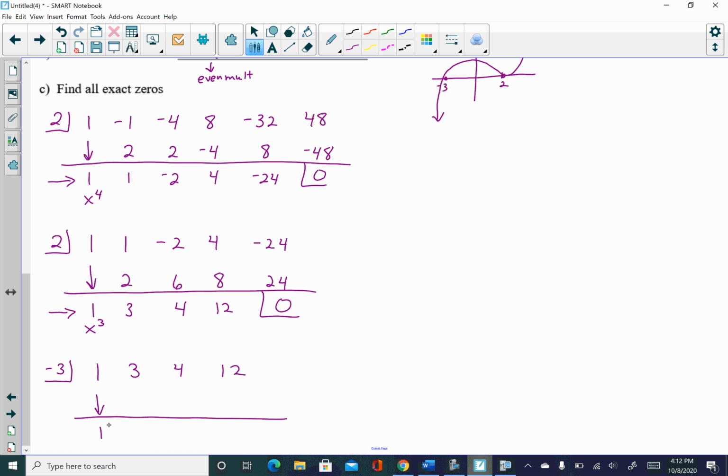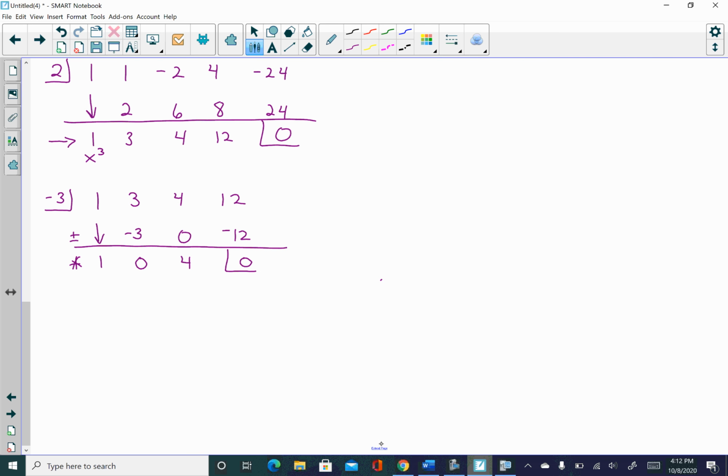Bring down that 1. Remember, above the line you're adding and subtracting, below the line you multiply. -3 times 1, -3. Add those, you get 0. -3 times 0. Add there, we get 4. -3 times 4. Add there, we get 0. That's nice. Because now this is 1 degree less, so now you have x squared, x, and a number.